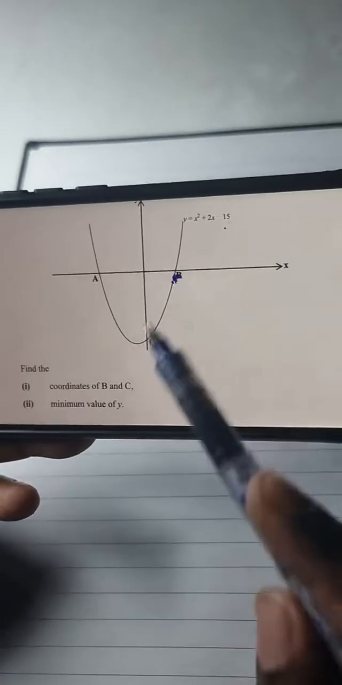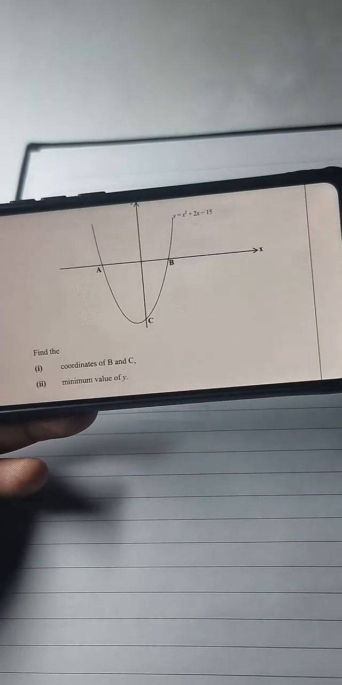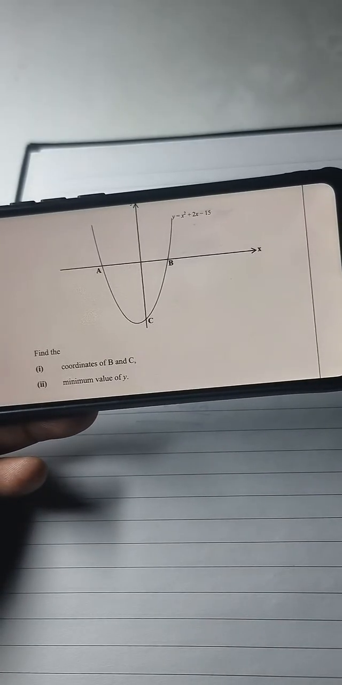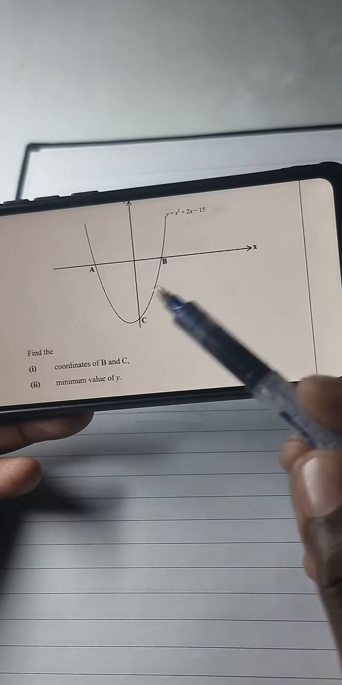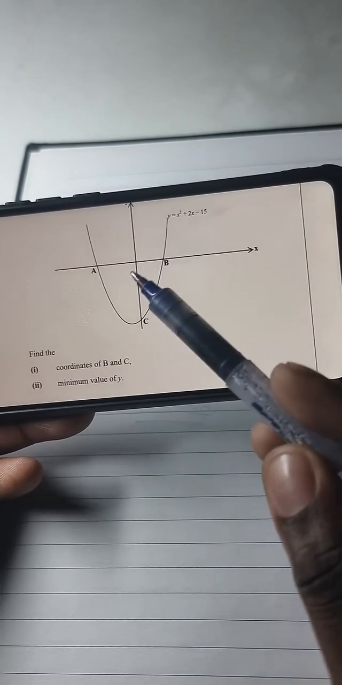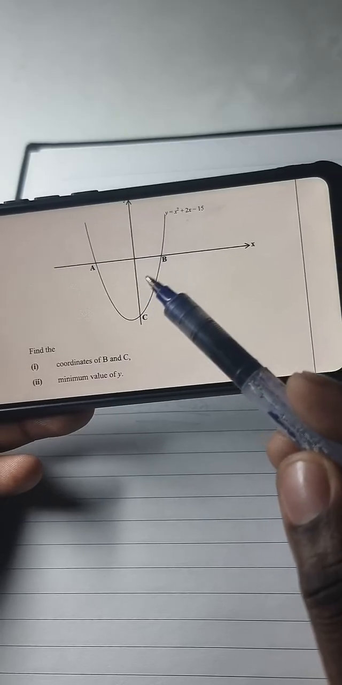B is on the x-axis. C is on the y-axis. So, if I'm finding the coordinates of B, it's on the positive side of x. So B should be the positive answer. If I'm finding B, which is on the x-axis, my y is 0. So, I'm using the same function: y is equal to x squared plus 2x minus 15.